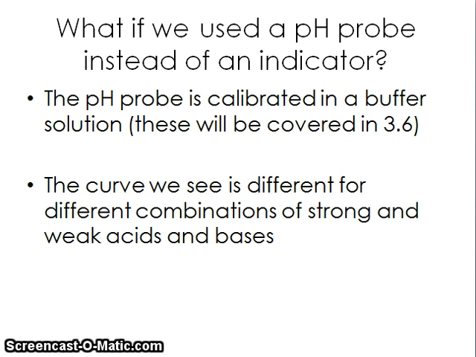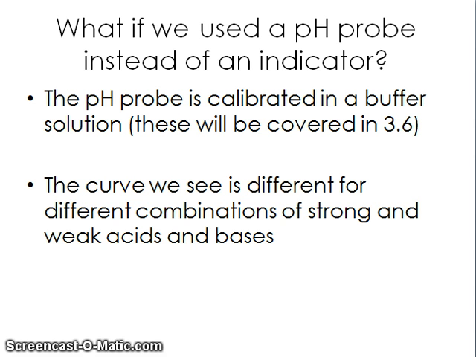So what if we were to use a pH probe instead of an indicator? What would happen? If we were to do this, we would have to calibrate the pH probe by putting in a buffer solution. And don't worry at the moment about what a buffer solution is, because we'll talk about that in 3.6.